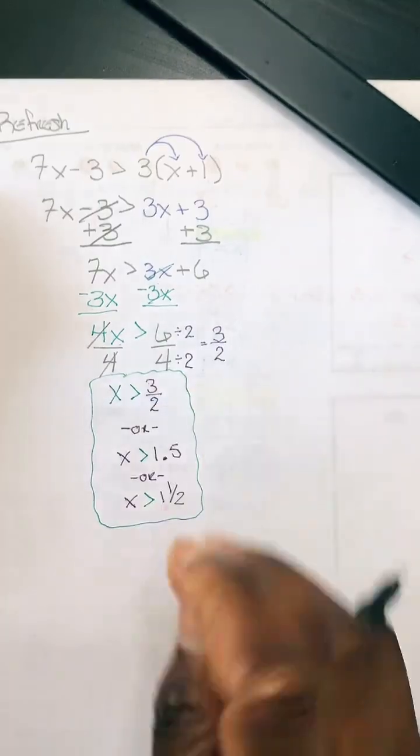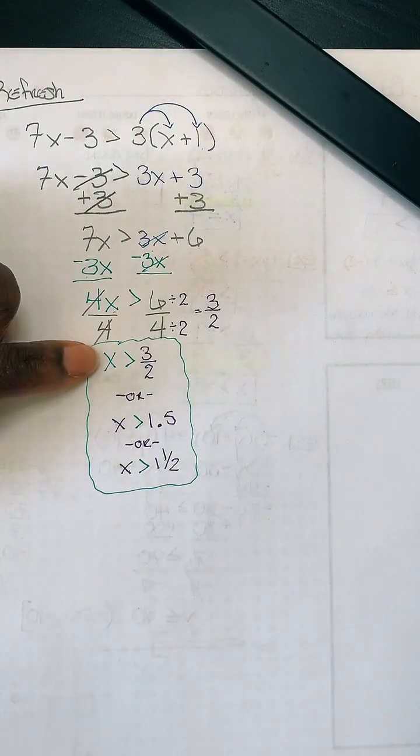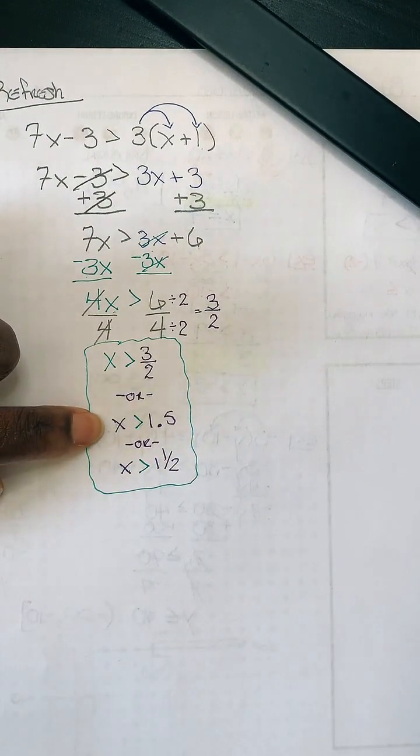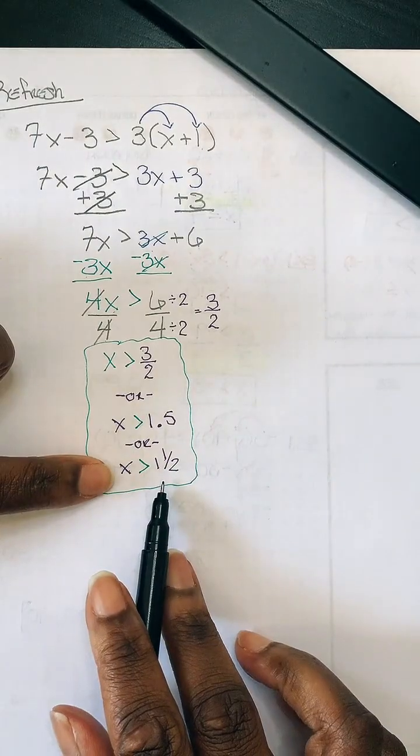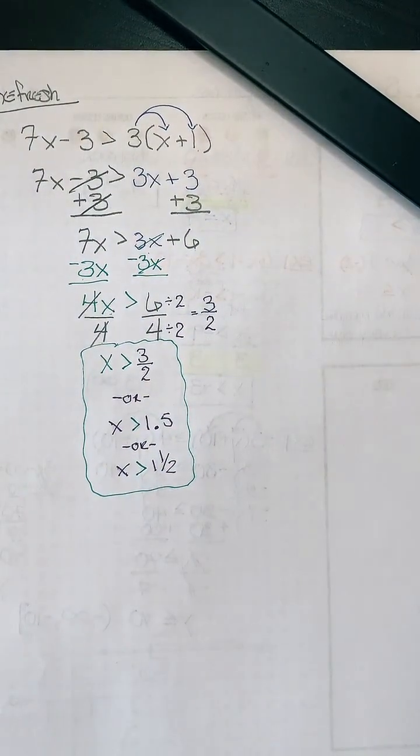So all 3 of those can be represented. Most examinations, you might see it as a fraction or you might see it as a decimal. Very rarely you'll see it as a mixed number, but that is also an option as well.